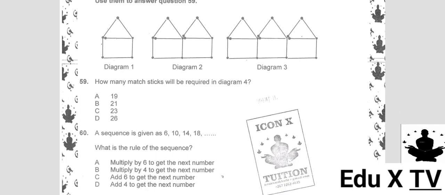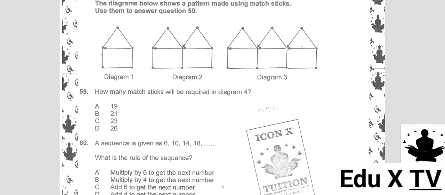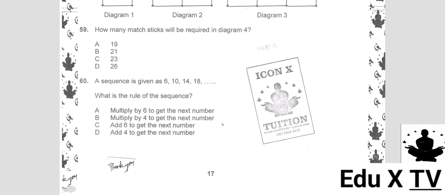The answer is C. The diagram below shows a pattern made using matchsticks. Use it to answer question 59. Number 59. How many matchsticks will be required in diagram 4? The answer is B. Number 60. A sequence is given as 6, 10, 14, 18. What is the rule of the sequence? The answer is D.